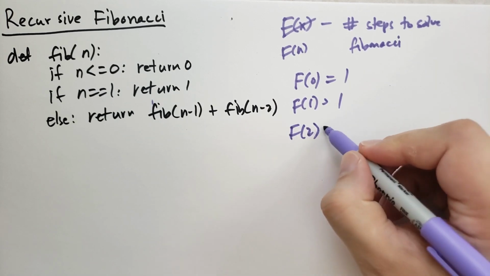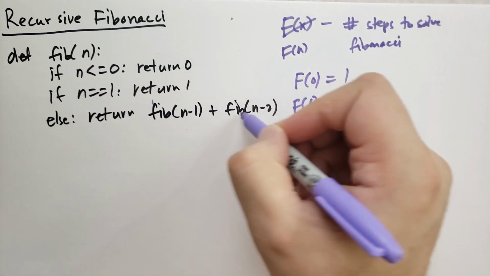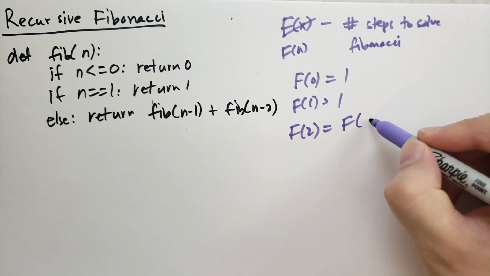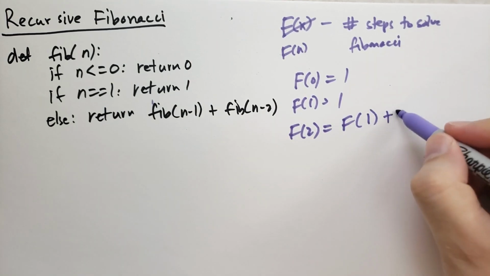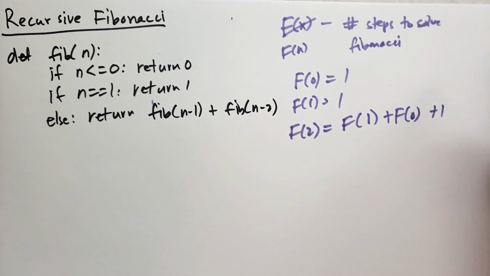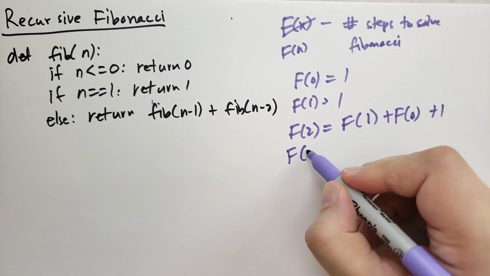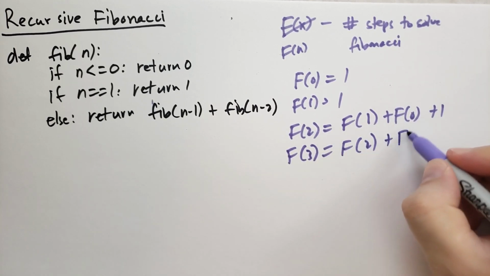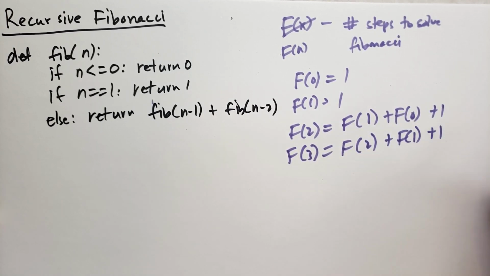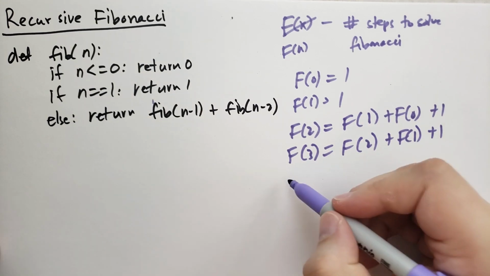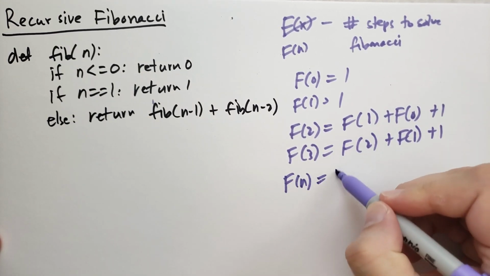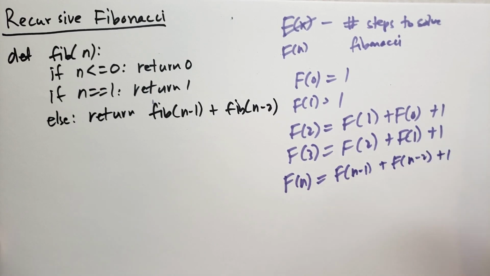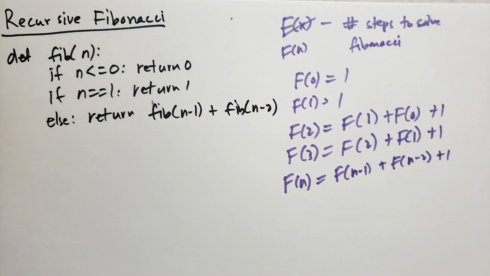But F of 2 is going to take 1 step plus the complexity of these guys. So it's going to be the same as F of 1 plus F of 0, plus 1 additional step. And F of 3, well, that's going to call F of 2, so it's going to do the number of steps for F of 2. It's also going to call the number of steps for F of 1, and it has an additional step as well. And so we have the general rule that F of n is equal to F of n minus 1 plus F of n minus 2 plus 1, which is a sort of Fibonacci relationship.